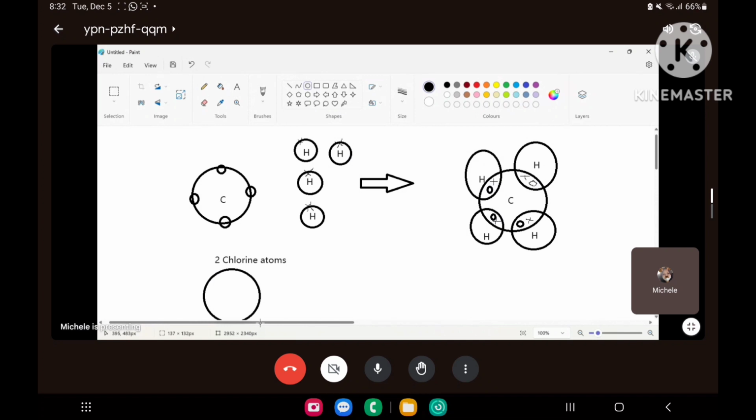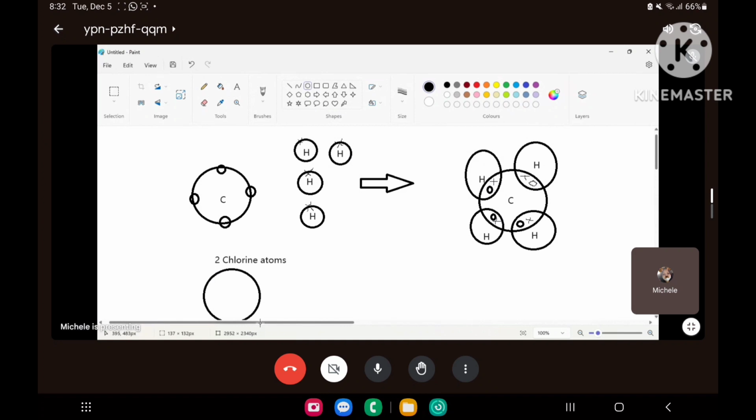Which equals 6. So now we multiply 6 with C2H4O, our empirical formula. Carbon becomes 12, hydrogen 24, and oxygen 6. So this is our molecular formula.